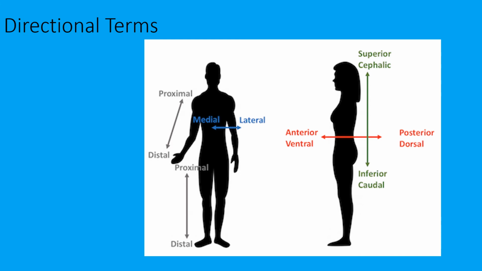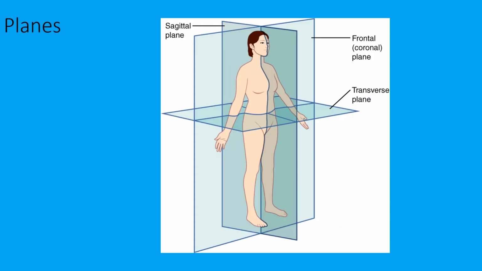As an example, you could say, oh, the elbow is proximal to the wrist. So what are you saying? You're saying that the elbow is closer to the point of attachment, to the shoulder, than the wrist is. Once again, proximal and distal are only going to be used with the arms and the legs.